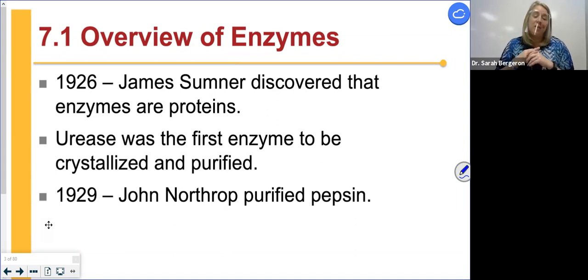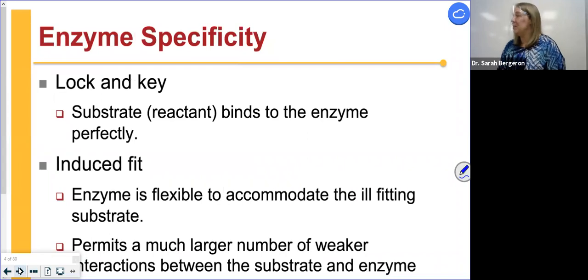Pretty cool. Urease was that very first one, but enzyme purification is even more challenging than normal protein purifications, right? Because not only do you have to preserve the structure, you also have to preserve the enzymatic activity of that protein. So it gets even more detailed. So when we talk about enzymes, they are so insanely specific. Like, I can't say that enough.